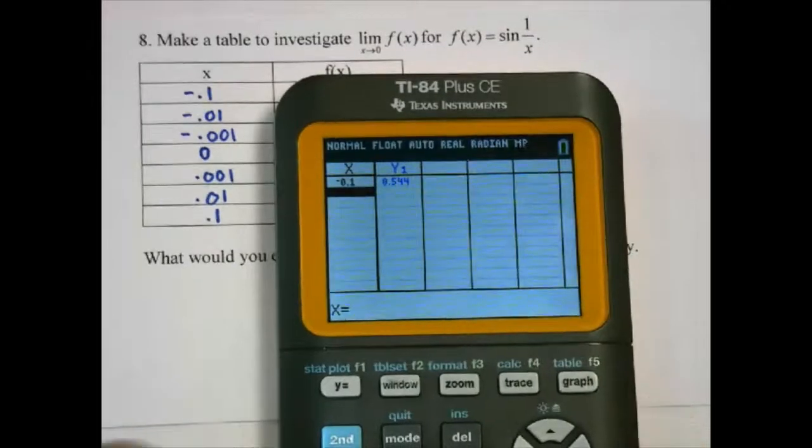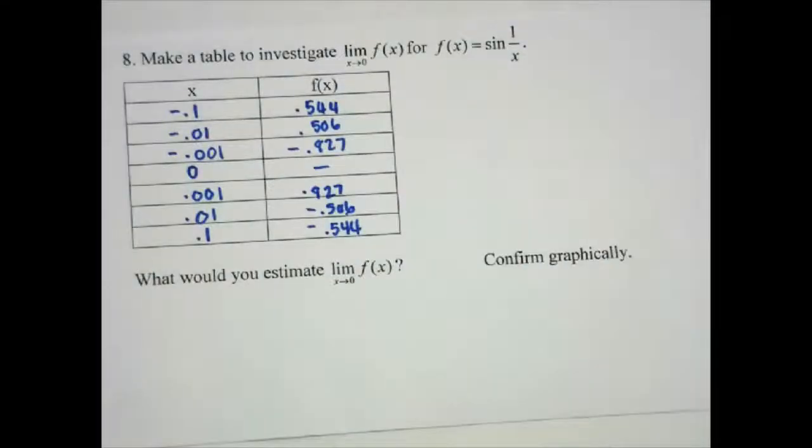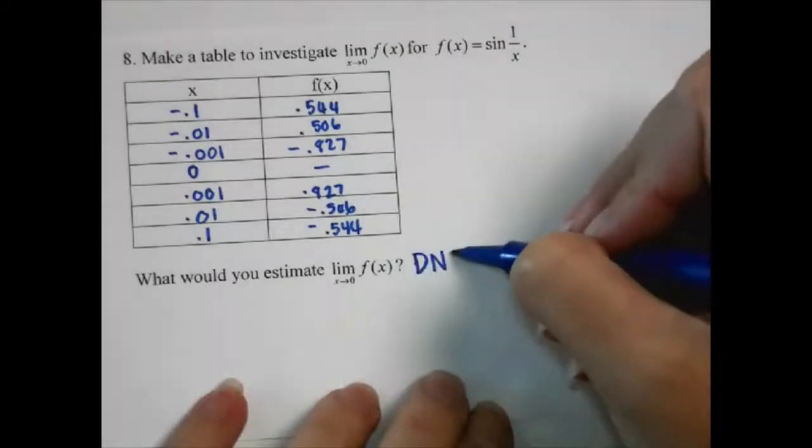That's 0.544. Negative 0.01, 0.506. Okay, maybe there's a pattern there. Okay, negative 0.001. Okay. What if we do 0? Nothing. What if I do 0.001? 0.01. Just 0.1. Okay. So here are the values that we got. Well, that doesn't really appear to be approaching the same thing. So it looks like it's going to not exist.